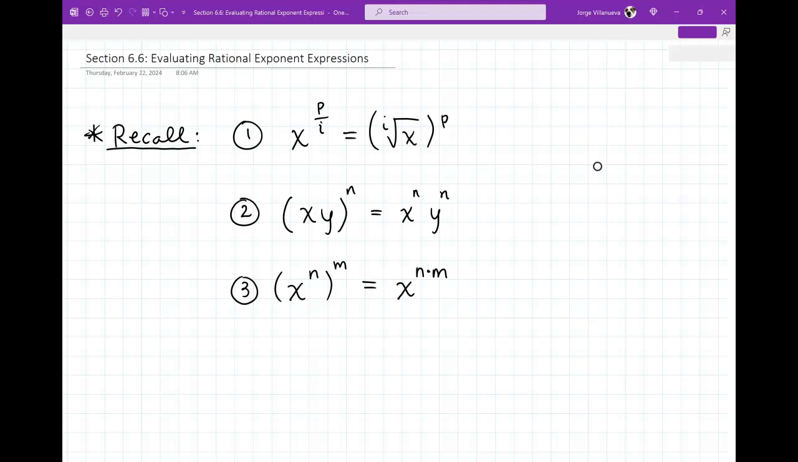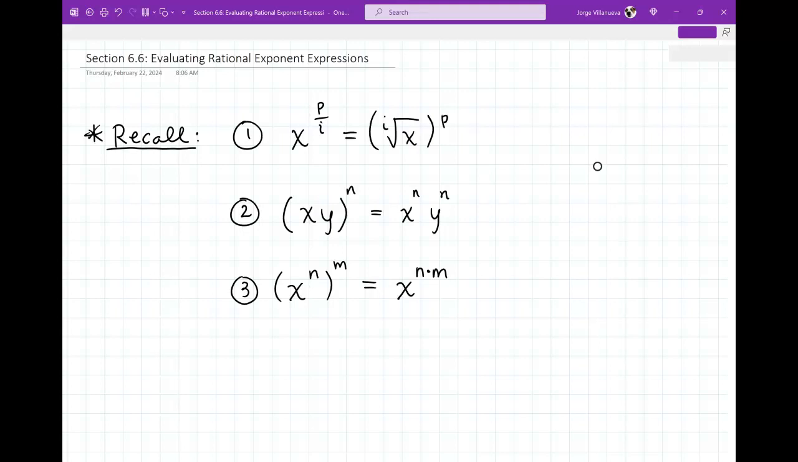Number one, we should know that x to the p over i power, a fractional power, can be rewritten as a radical, okay, with index i and power p. So we just did that on the test, right? So we did number one just recently.